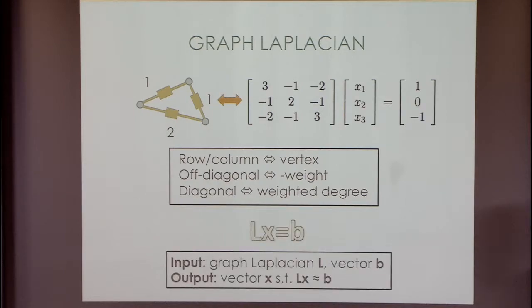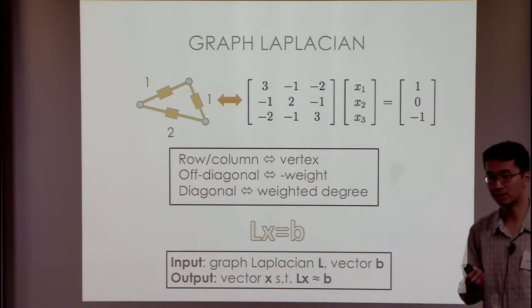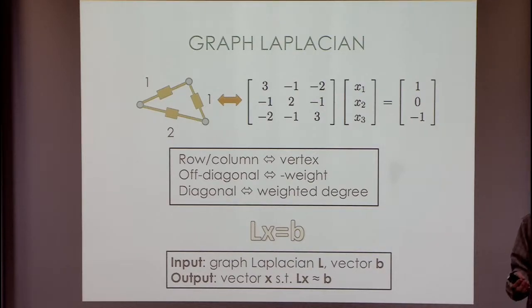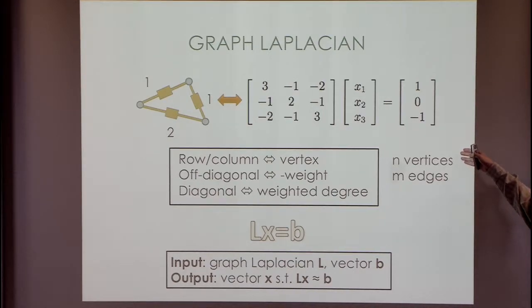So in this example over here, this edge of weight 2 corresponds to this entry of -2 on the off-diagonal entry. So once I have the graph Laplacian, the natural thing to do is to solve a linear system in it. So this is the Lx equal to b problem. Given a graph Laplacian L, vector b, find vector x such that Lx is approximately b. And to describe efficiency, I will assume that it's an n by n matrix with m non-zero entries. So n is number of vertices or dimension, m is the number of non-zeros and edges.